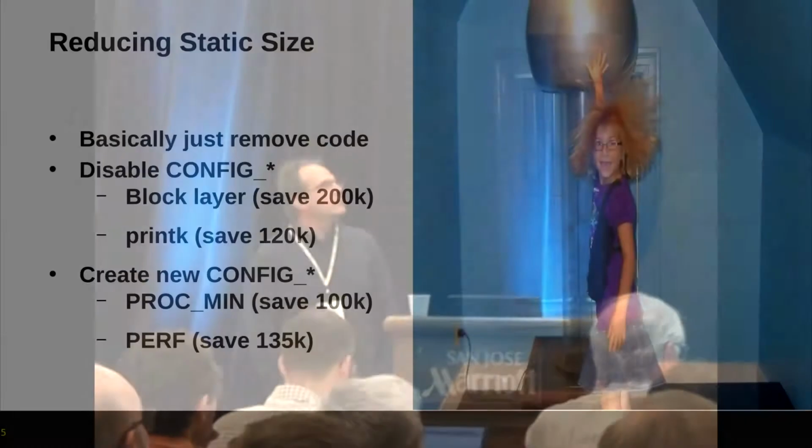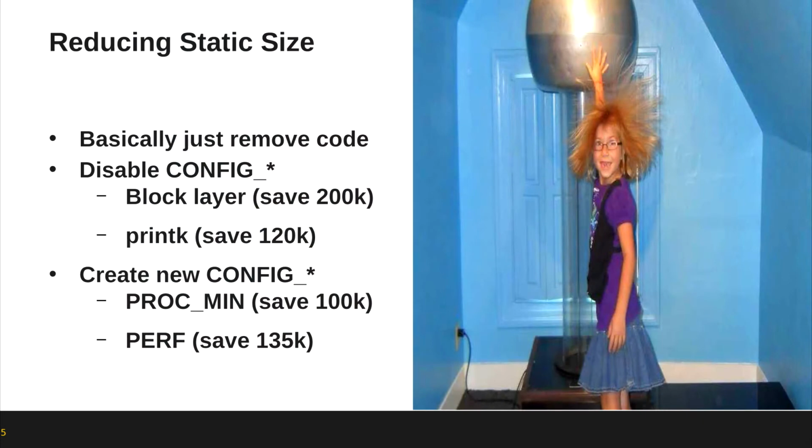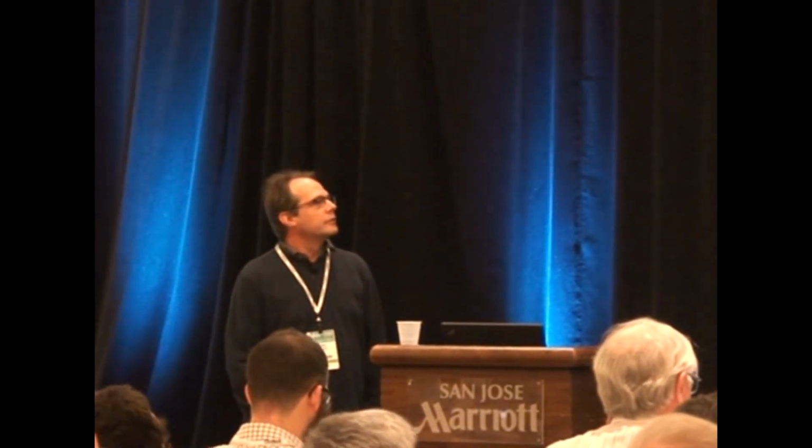Let's start with static memory. Reducing static memory is really pretty straightforward. It essentially boils down to just removing code. Any code that you don't have building won't end up as bytes in the kernel image, and the kernel has a well-defined way of doing exactly that, which is the config system. You turn off a config option, and that code is just not part of your final image.